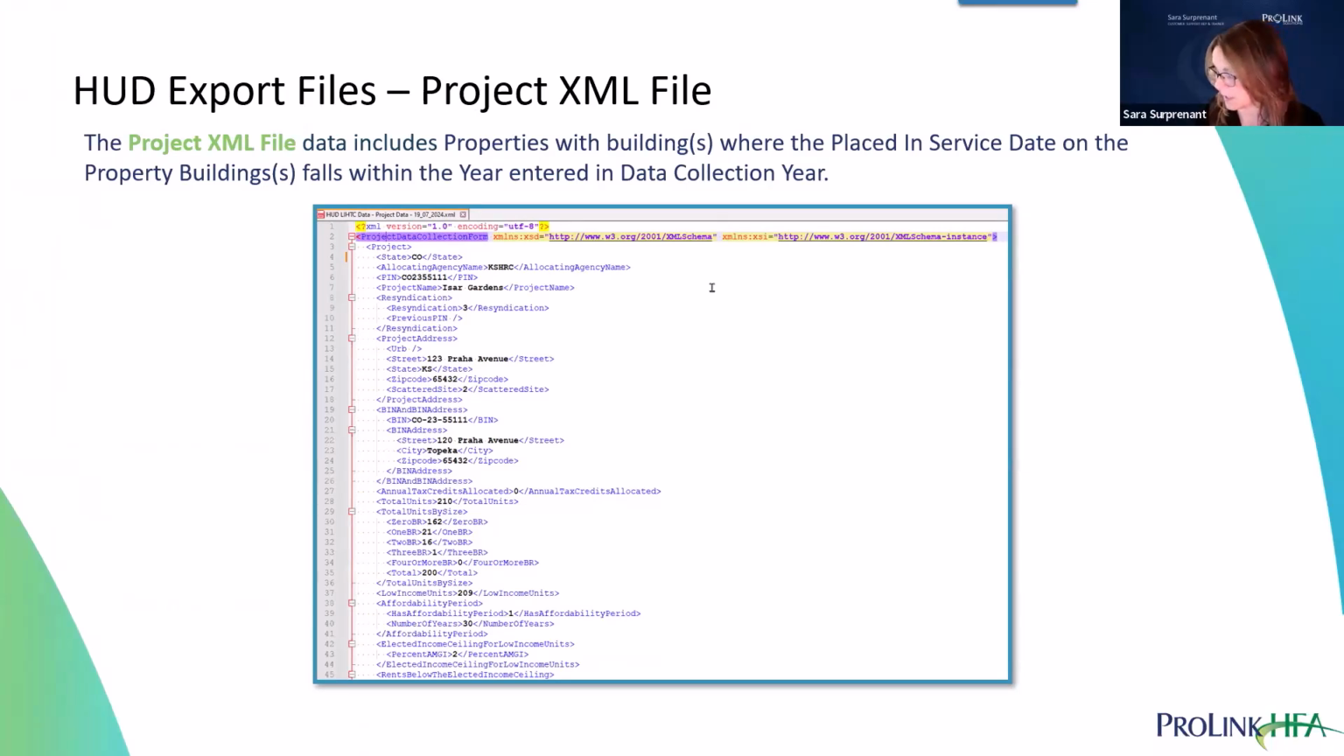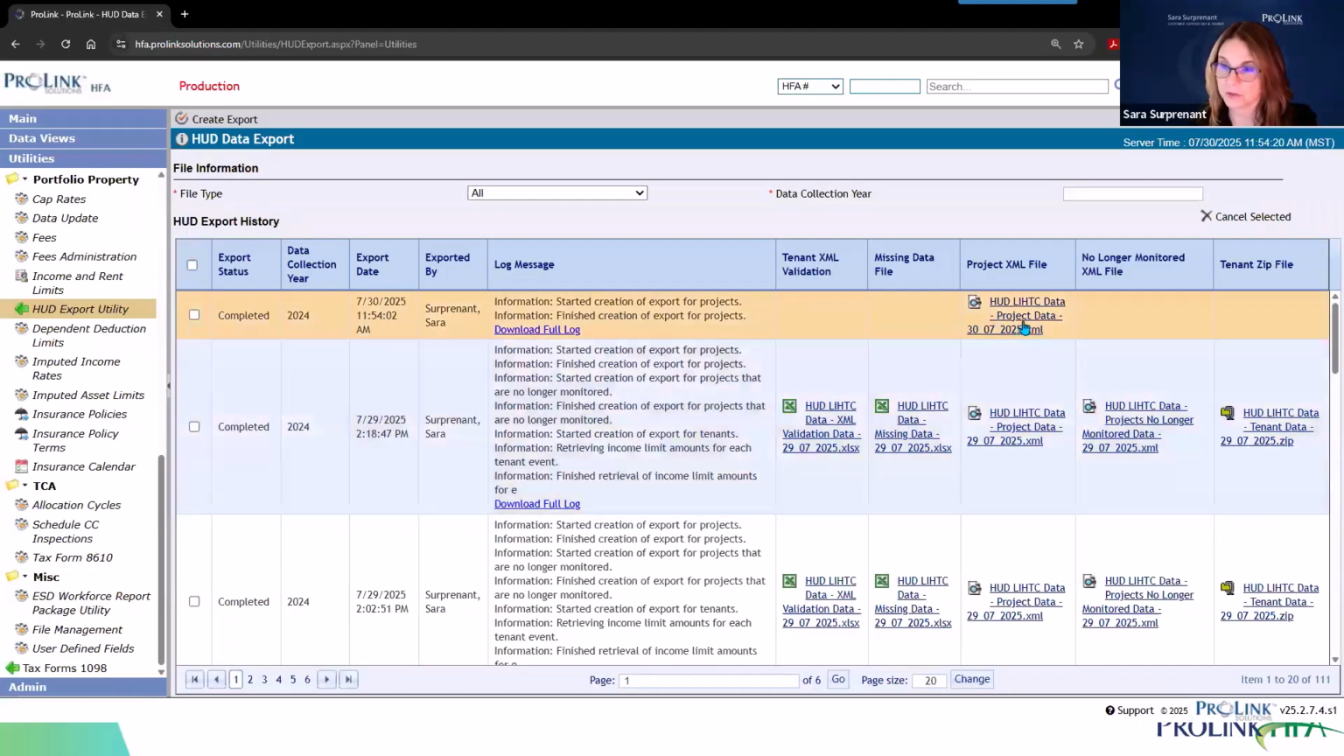So everybody right now during 2025, your data collection year will be 2024. So everything that we're talking about collecting for HUD happened last year. But if you had any properties that were placed in service, that's going to be what shows up in your project file.